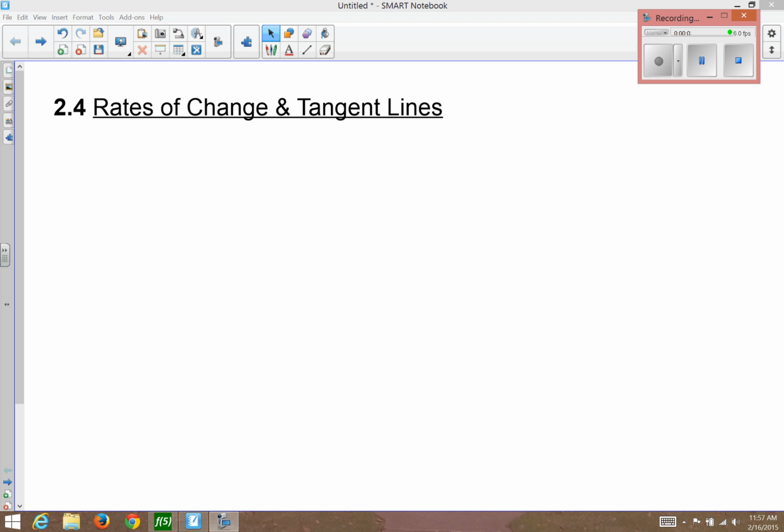Chapter 2, Section 4, Rates of Change and Tangent Lines. This is the last section in Chapter 2.